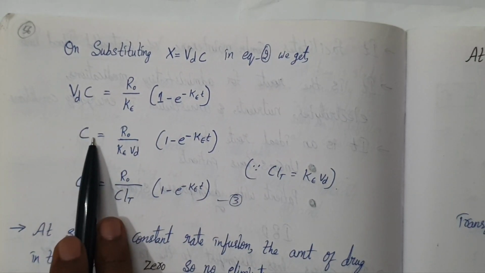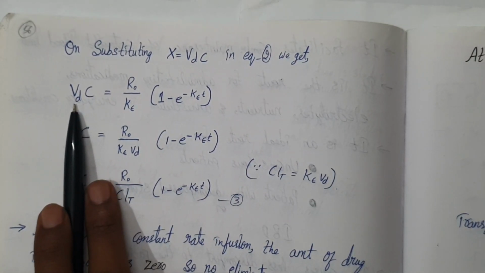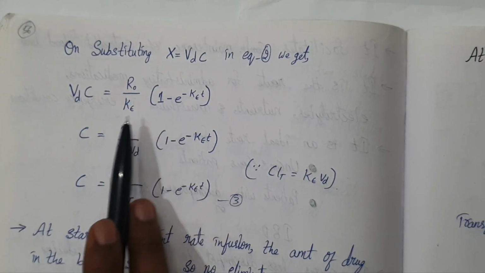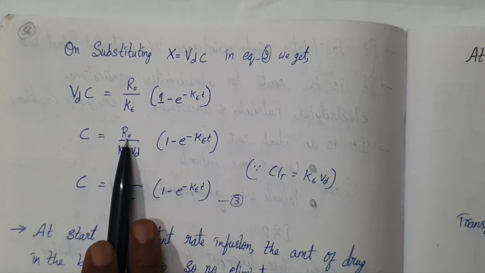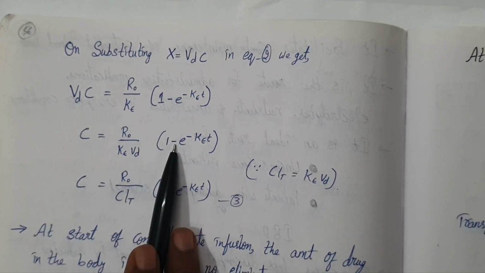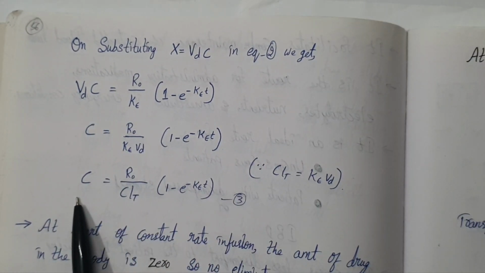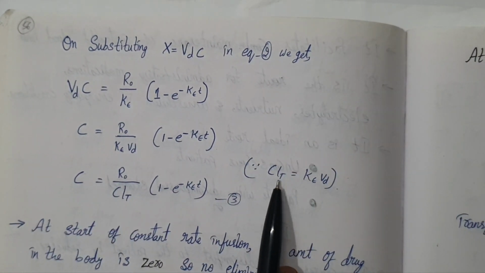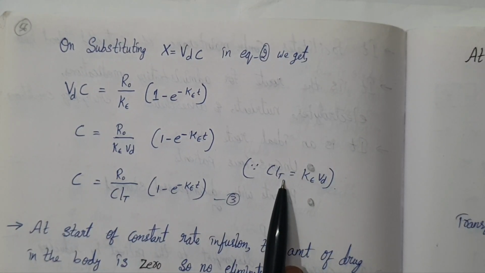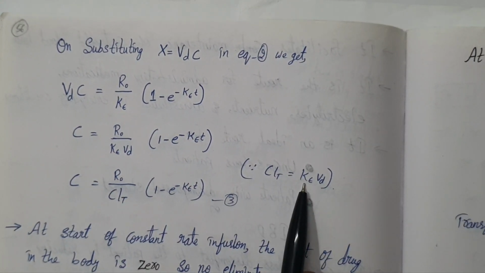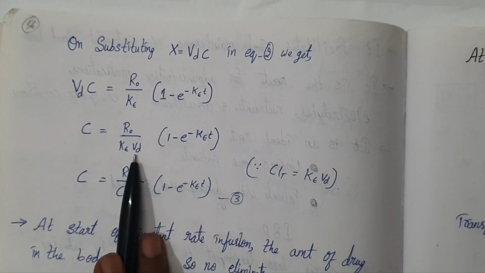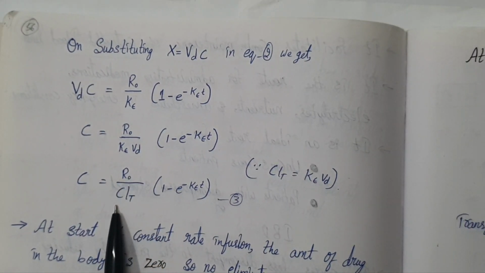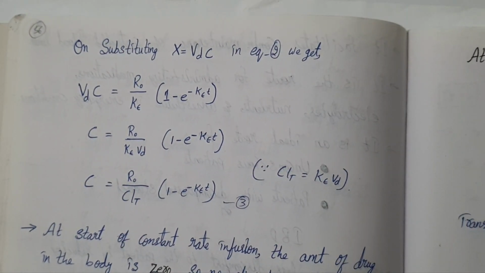Then Vd we are sending to the right hand side, so it goes in the denominator, so it becomes C equals R naught divided by Ke Vd, then the whole term. Then, as we know, CLT, total clearance, equals Ke Vd. So in place of Ke Vd we can write CLT.